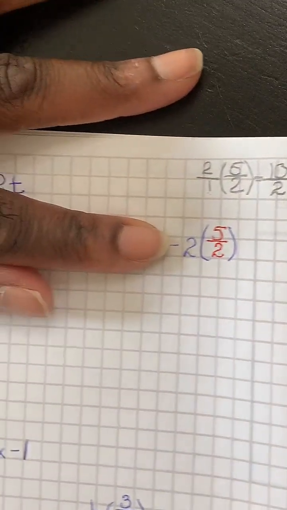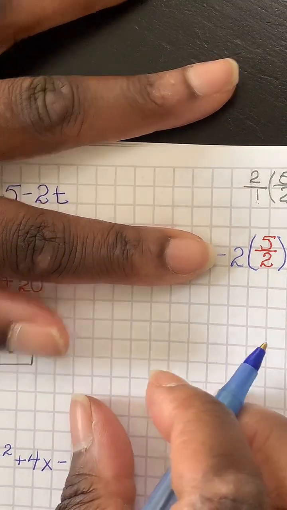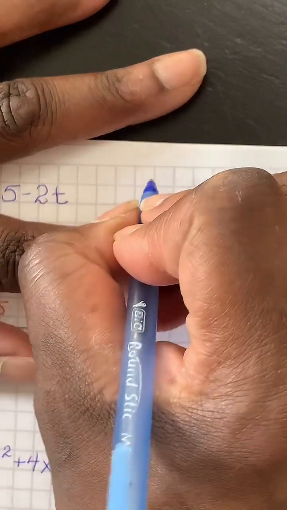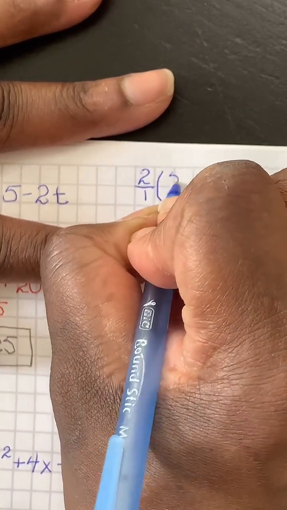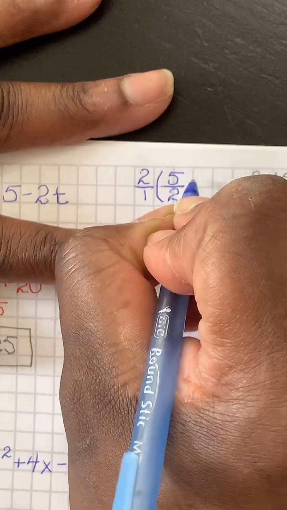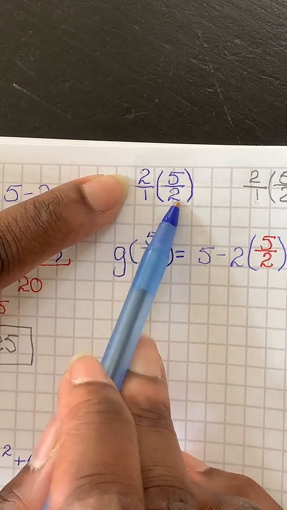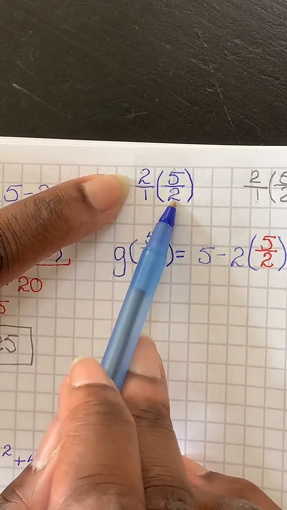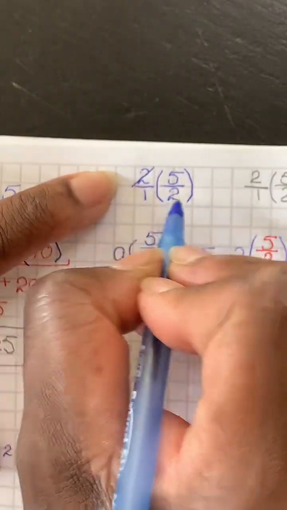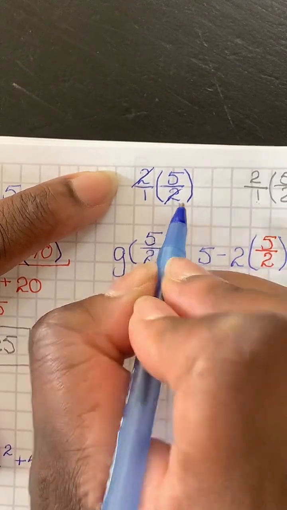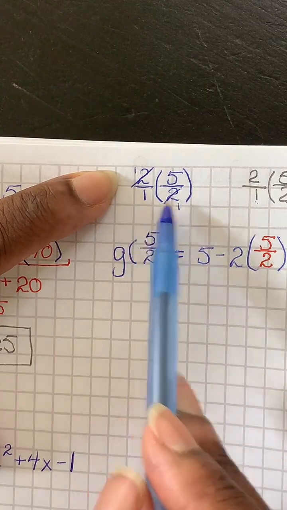Or, let me slide over this way. You can do what's called cross simplification. That means, here I go again, 2 over 1 times 5 over 2. Okay? Notice, I have a 2 in the numerator and a 2 in the denominator. So 2 divided by 2 will give me 1. Boom. If I make them ones, what's left? 5 over 1.